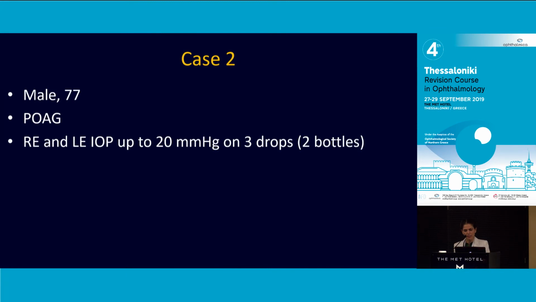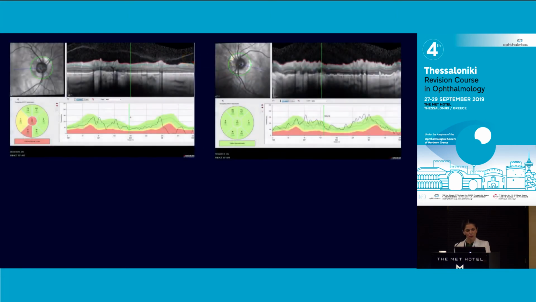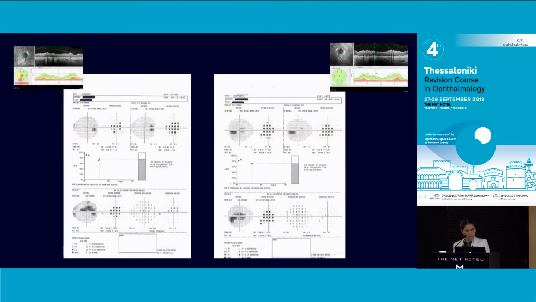The second case is a 77-year-old male with primary open angle glaucoma and pressure up to 20 on 3 drops, 2 bottles. Okay, and this is the OCT, this is the disc. So the right optic nerve is clearly glaucomatous, the left optic nerve classified as normal. And this is the visual field.